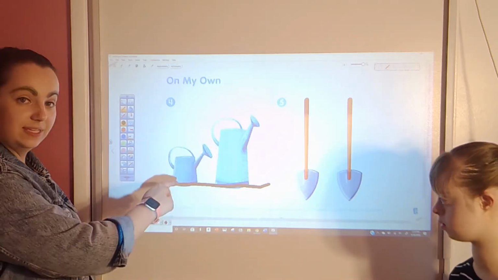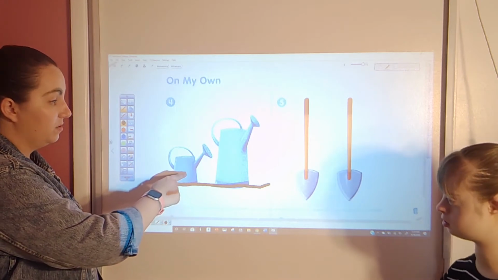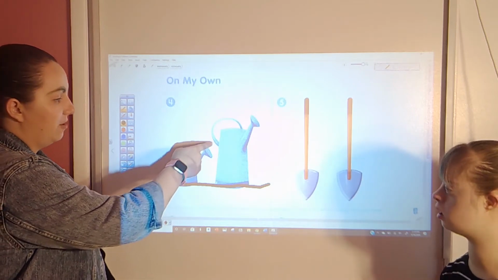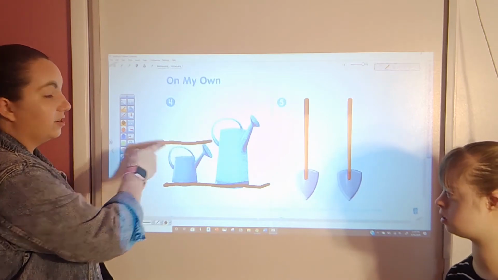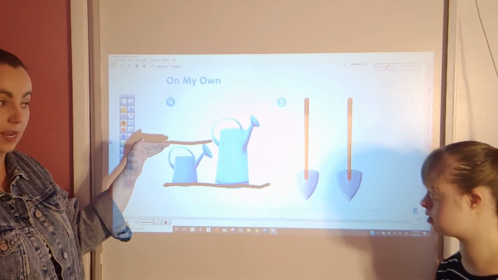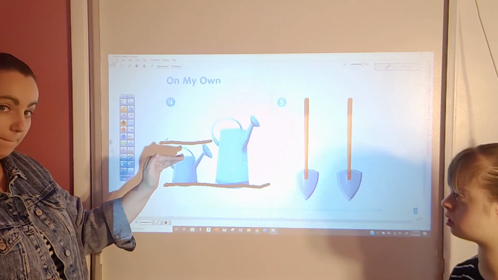Let's look here at this can. Start at the bottom, measure up to the very top part of the can, probably the watering spout. I'm going to draw a line across to show this is the height of this can. Distance from bottom to top.